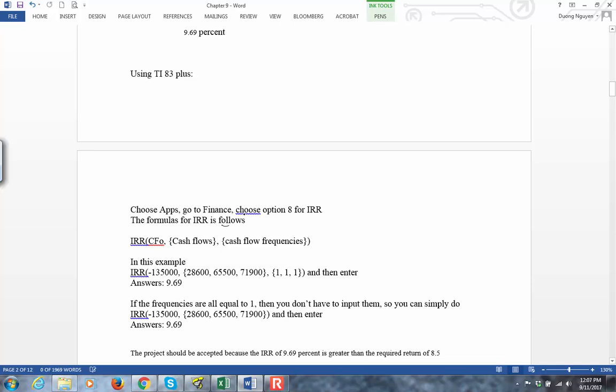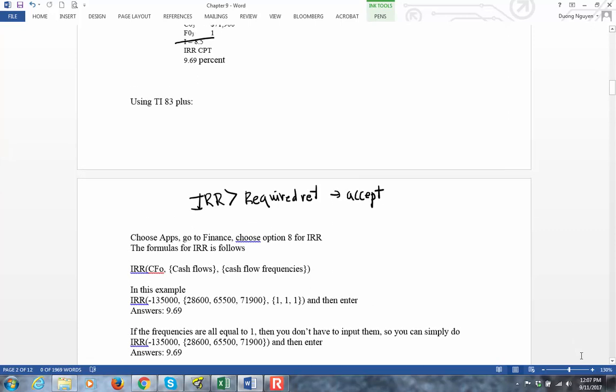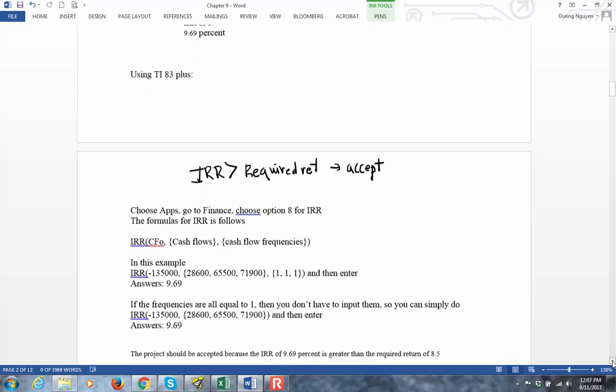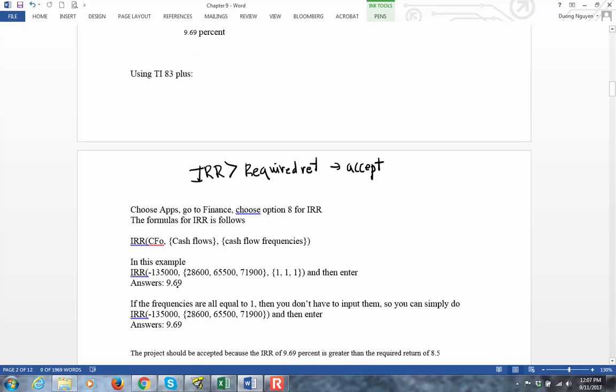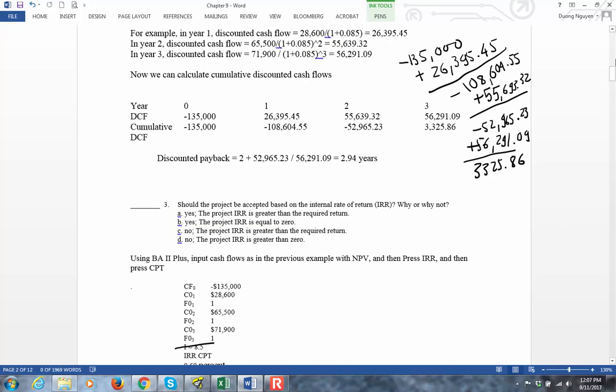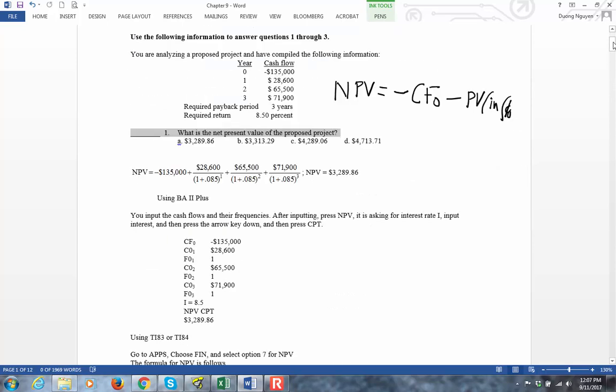So when you use IRR, if IRR is greater than the required return, then you should accept the project. IRR is the return per year of the project. NPV gives you a profit, IRR gives you a return per year. So in this example, the return per year of this project is about 9.69%, and the required return or the interest rate is only 8.5%.